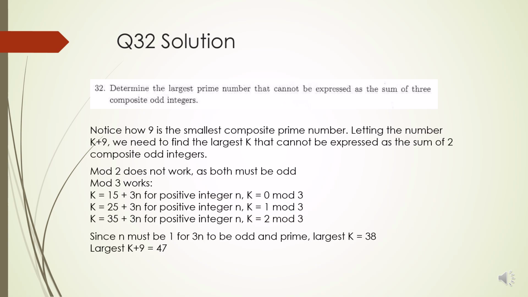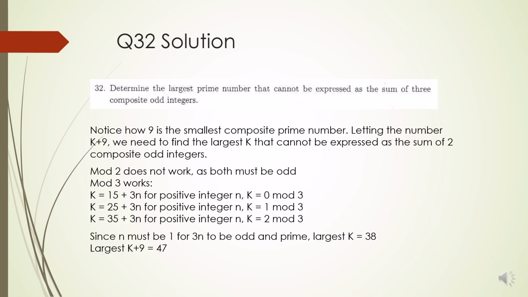Okay, so this is my solution. Firstly, we have to notice how 9 is the smallest composite odd number. And this is really useful since we are finding the sum of 3 composite odd integers. And using the smallest number will result in us getting a larger number of numbers within a certain range. So now we have to find k, the largest k that cannot be expressed as the sum of 2 composite odd integers, and then we'll be able to find what k plus 9 is, which is the answer to this question.